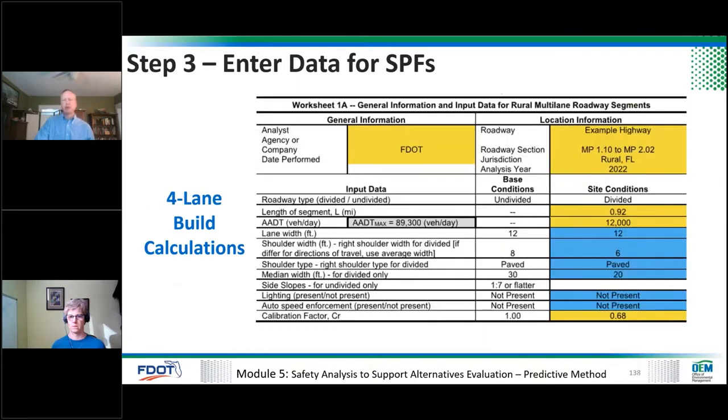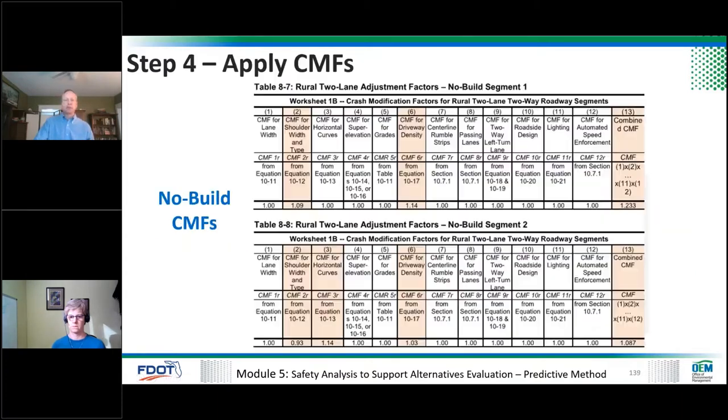This is now the rural multi-lane sheet with the data, and I'll point out it's got that calibration factor. The other one had a calibration factor of 1. This has a calibration factor of 0.68. That means your prediction is going to be reduced to 68% of what it otherwise would have been. All right, and then these are the CMFs that will in the future be adjustment factors. They will be AFs in the future, but right now they're still shown as CMFs.